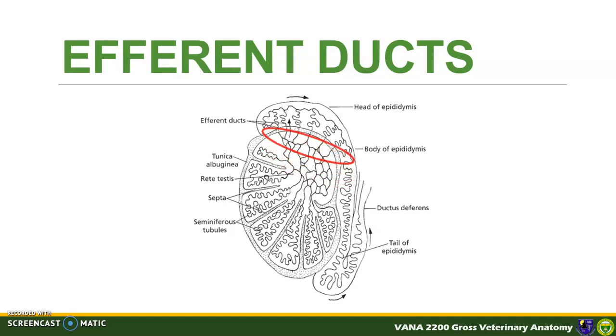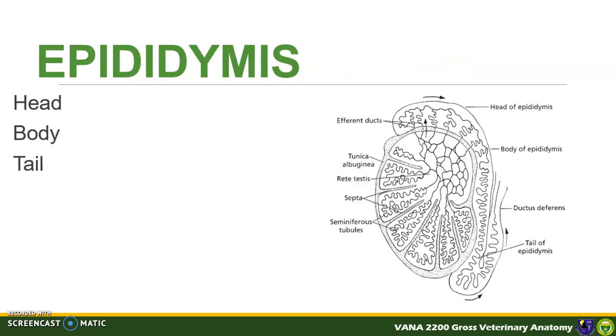There are around 8 to 15 channels leading into the head of the epididymis. They unite to form the epididymis. The efferent duct will continue as the epididymal duct. The epididymis is the structure closely adjacent and attached to the testis. It has the following parts.